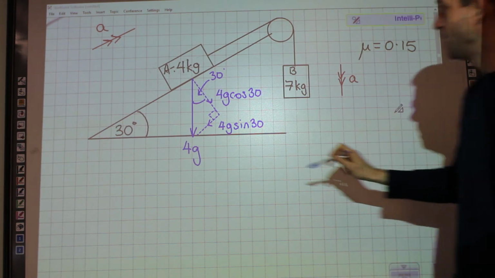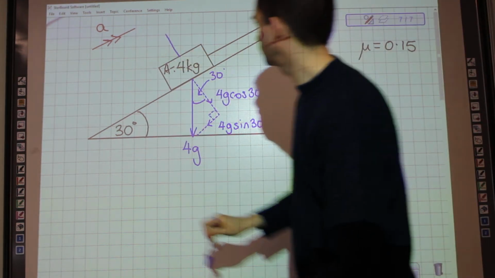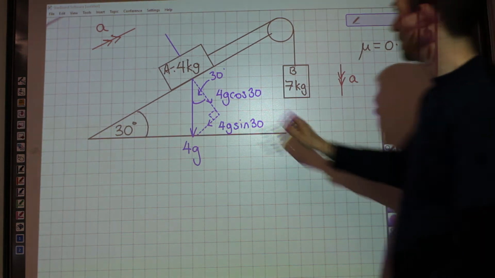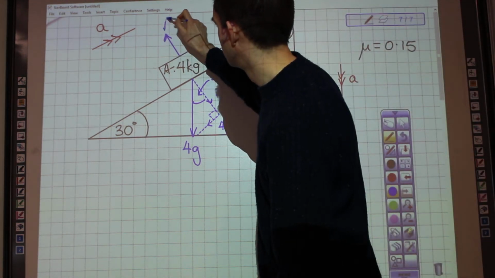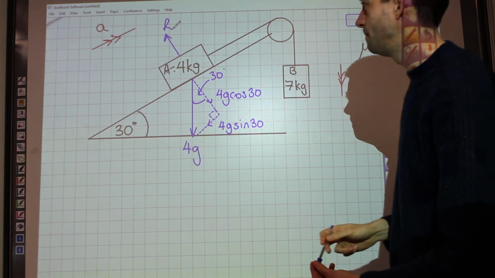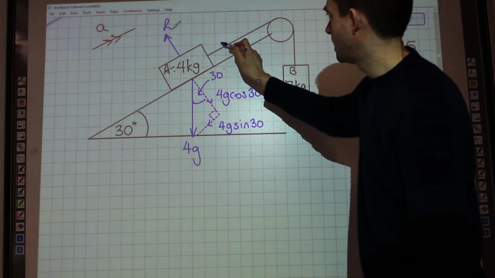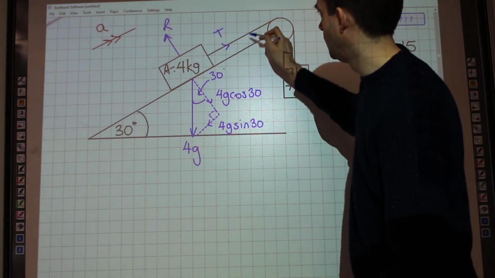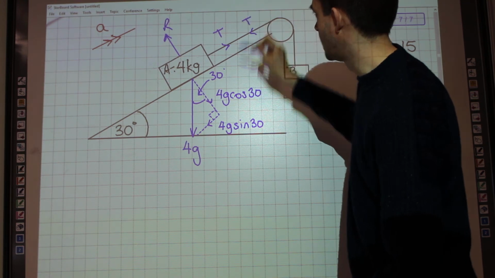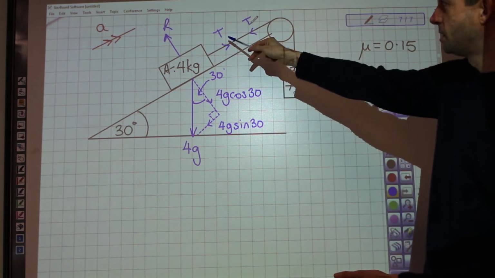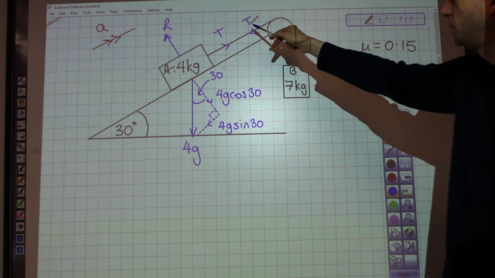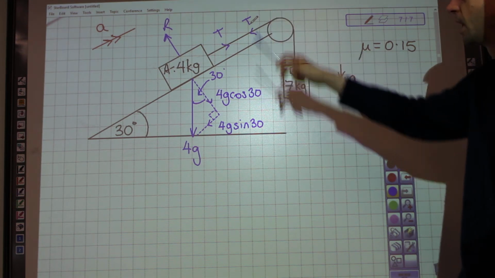Other forces acting on A. We have the normal reaction force, which acts perpendicular to the plane. We have a tension in the string here, and another tension in the string here. Now remember, this one acts on the particle A, this one acts on the pulley.